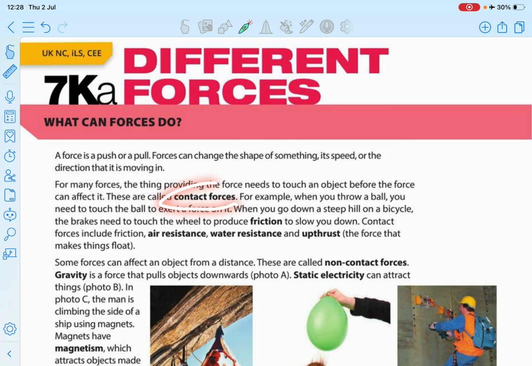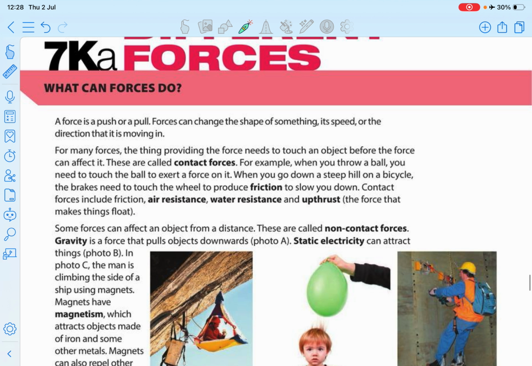Now, let's see. Forces are of two types: contact forces and non-contact forces. Contact forces means two objects need to be in contact. The force is formed by contact between objects, like friction, right? If two objects are not touching, they cannot form friction, right? Contact forces include friction, like air resistance, water resistance, and upthrust force. These are the contact forces, right? If objects do not contact, the force does not form.